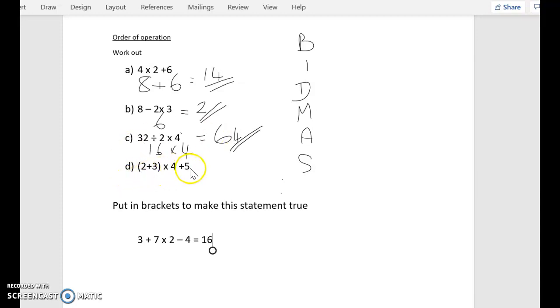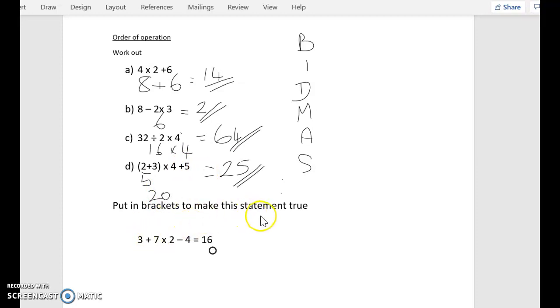Now this one here is our final one of working it out. Have we got brackets? Well, yes, we have. So we must do the brackets first. If I do these brackets first, I get 2 add 3, which is 5. So I've now got 5 times 4 plus 5. Going down my order, I've got multiplication next. So I'm going to do 5 times 4, which leaves us with 20. Now I've got 20 plus the extra 5, which leaves us with 25.